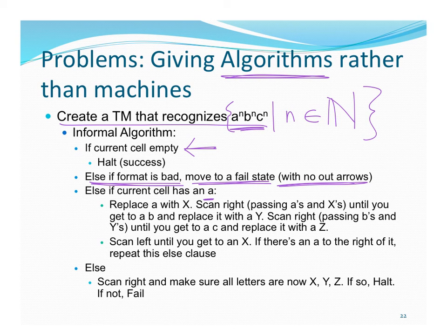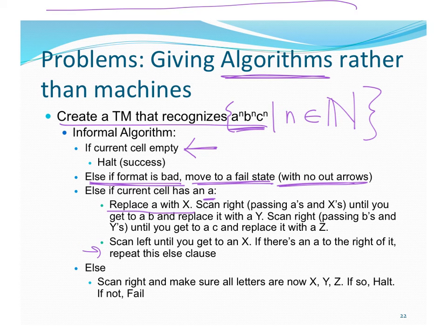If I have an A, what I'm going to do is I'll replace the A with an X, and then I'm going to move to the right, passing any A's and X's I have, until I see a B, and I'll replace that with a Y. So basically I'm matching them up. And then I'll go until I see a C, and I'll replace that with a Z, and then I'll repeat this by going back until I find the X and keep going, right?